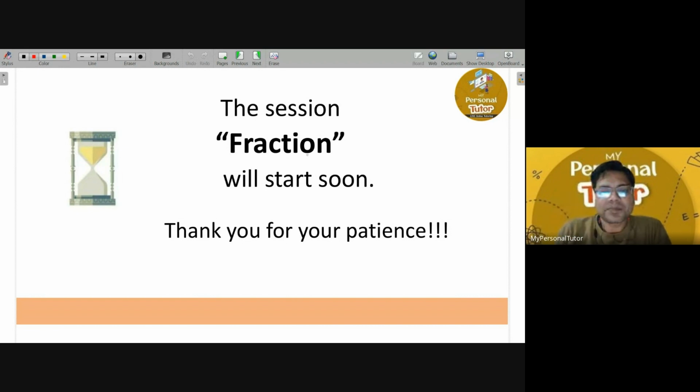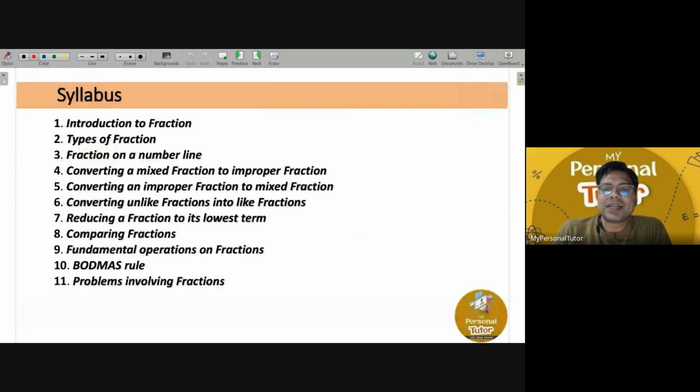So are all of you ready to start with this topic, fractions? Shall we start? All right. Before we go into detail, these are the subtopics we will be talking about today. First of all, we'll go to the introduction of fractions, and then we will discuss various types of fractions, and then how fractions can be represented on a number line, and then converting mixed fractions to improper fractions, then converting an improper fraction.